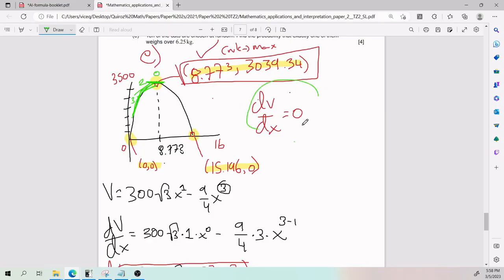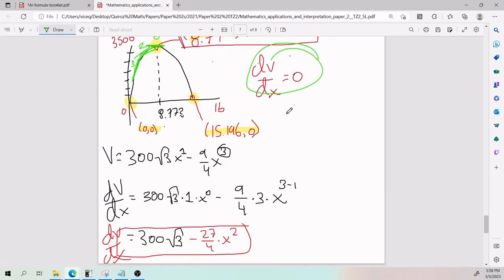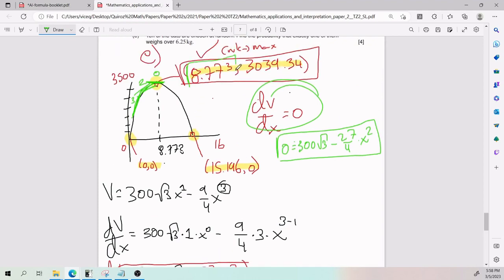So if you make your slope equal to 0, your first derivative equal to 0, you can find the value of x which reaches the maximum, right? So if you solve this, finding a value for x, you will find that you end up with 8.773. See?